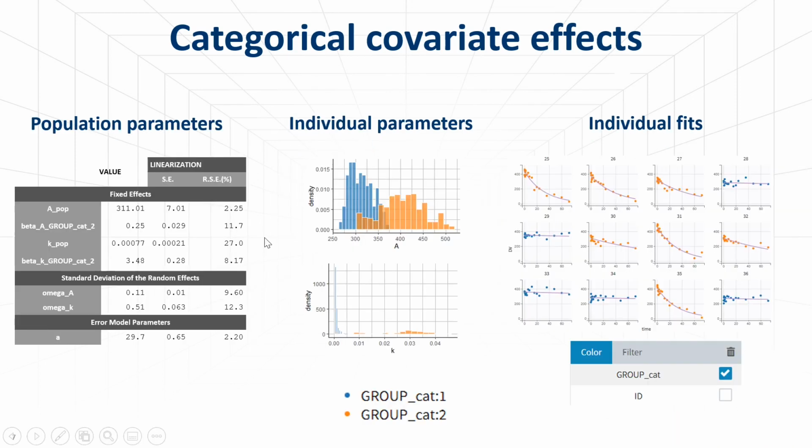The estimated population parameters with the covariate coefficients define different population distributions of A and K for responders and non-responders, based on different typical values, but with the same standard deviations of the random effects. Estimated values of K for non-responders in blue are very small, leading to almost flat predictions, as shown here on the individual fits colored by group cat.